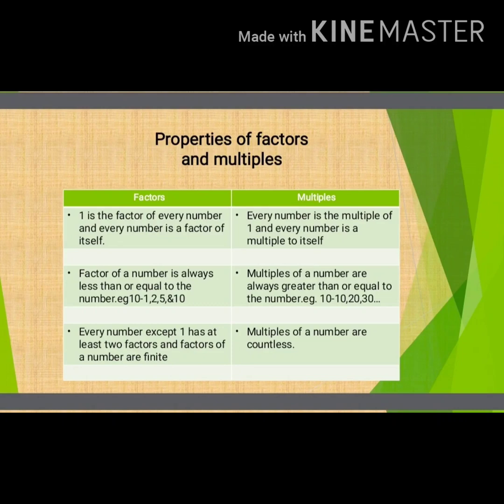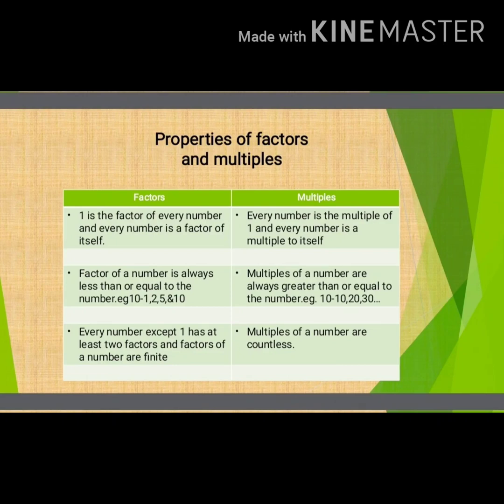Property number 2. Factor of a number is always less than or equal to the number. Example 10, and the factors of 10 are 1, 2, 5 and 10. This means children, I will be getting the factors of 10 in between 1 and 10, where 1 and 10 are considered the factors of 10. I will always get the factor which is less than or equal to 10.